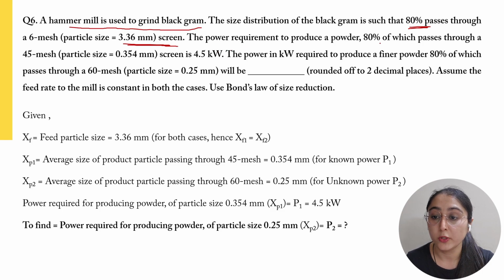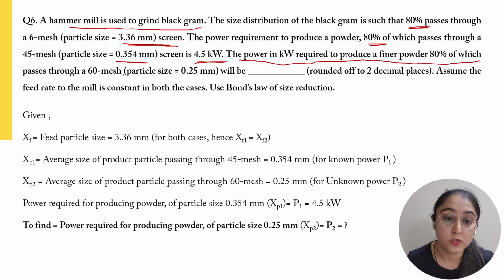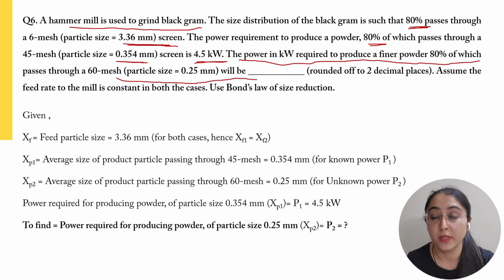Now the power requirement to produce powder, 80% of which passes through 45 mesh size, 0.354 mm, is 4.5 kilowatt. The question says that 4.5 kilowatt of power is being used to further grind it to such a small size that 80% of it passes through 0.354 mm size. Now the question asks the power in kilowatt required to produce a finer powder, 80% of which will pass through 60 mesh size, will be dash.